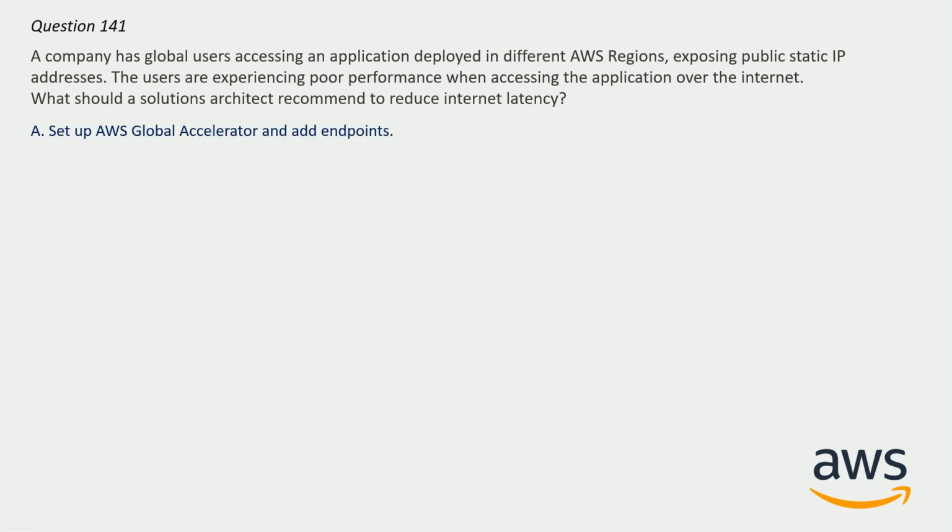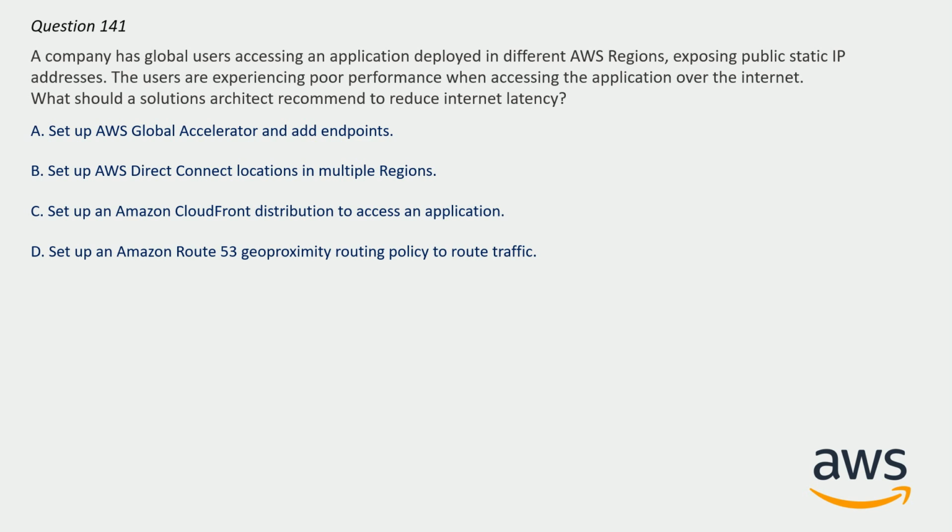And here are the options. And the correct answer here will be option A, set up AWS Global Accelerator and add endpoints. And this is correct here because it is mentioned in the question public static IP address. AWS Global Accelerator provides you with static IP addresses that serve as a fixed entry point to the application hosted in one or more regions. These IP addresses are anycast from AWS edge locations, so they are announced from multiple AWS edge locations at the same time. This enables traffic to ingress onto the AWS global network as close to your users as possible. So option A is going to be correct here.